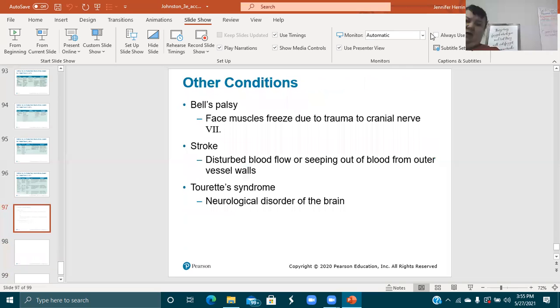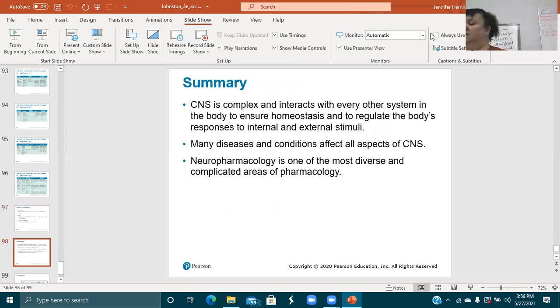So let's look at some of the other conditions that affect the central nervous system. We have Bell's palsy. This is when face muscles freeze due to trauma to cranial nerve 7. Stroke is disturbed blood flow or seeping out of blood from outer vessel walls. And Tourette syndrome is a neurological disorder of the brain. It usually comes with tics, and sometimes the person even has a tendency to blurt out random things. Tourette is found on page 609 of the text.